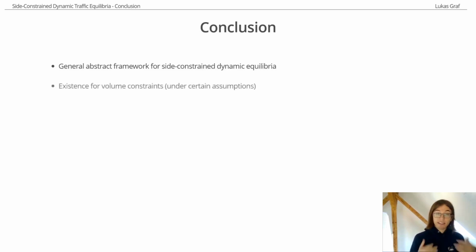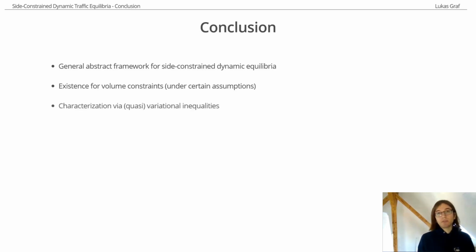Then we saw existence of these types of side constraint dynamic equilibria, specifically for the case where the constraint set is convex and for the case of volume constraints. And in the process of that, we also were able to show characterization of side constraint equilibria under certain assumptions by variational inequalities and under certain weaker assumptions under quasi-variational inequalities. But of course, this is a new model, so there are still lots of questions open.